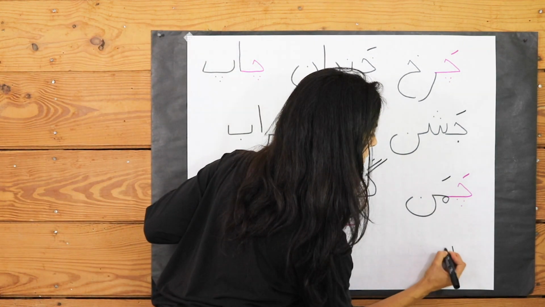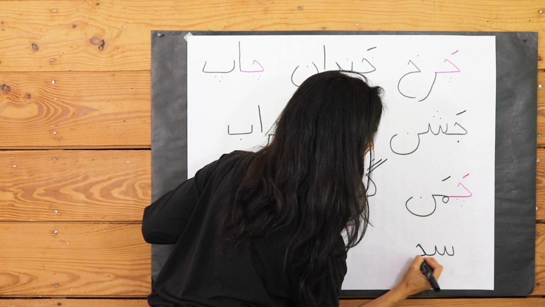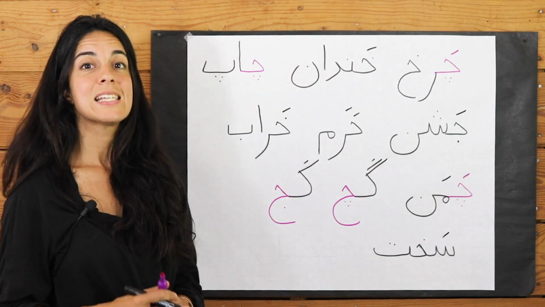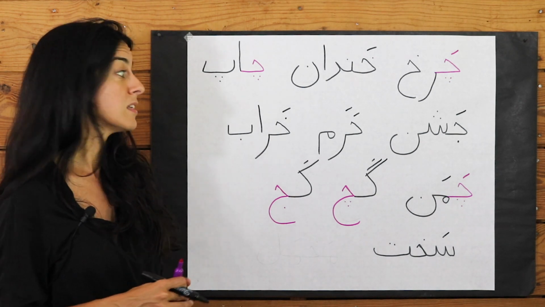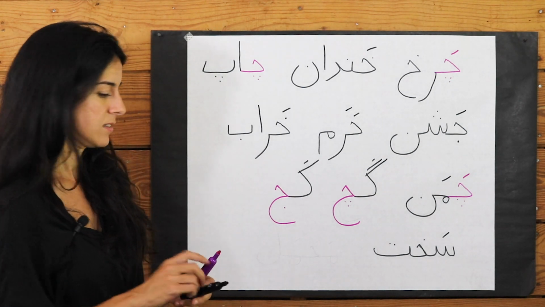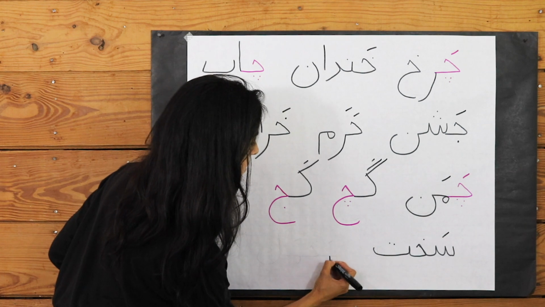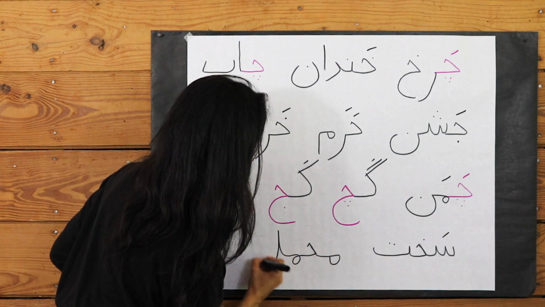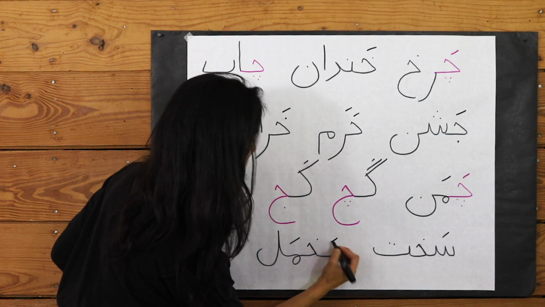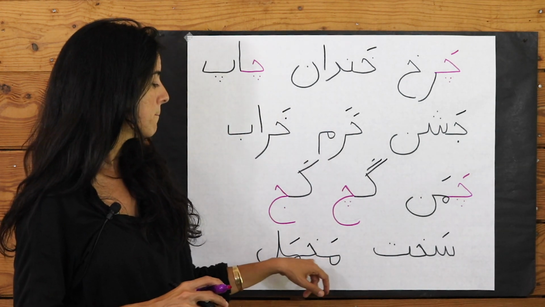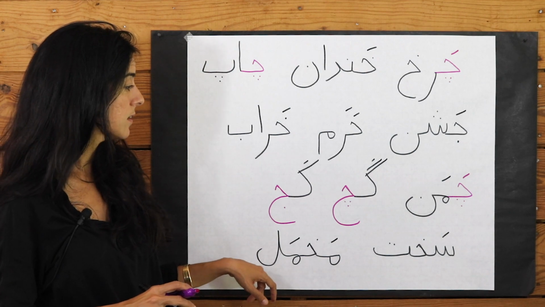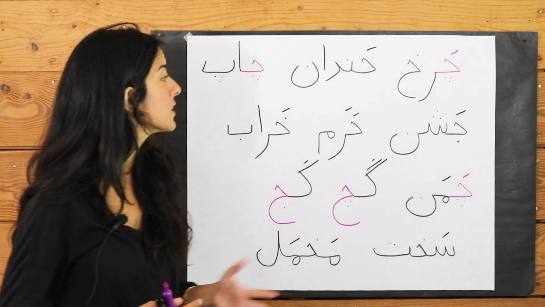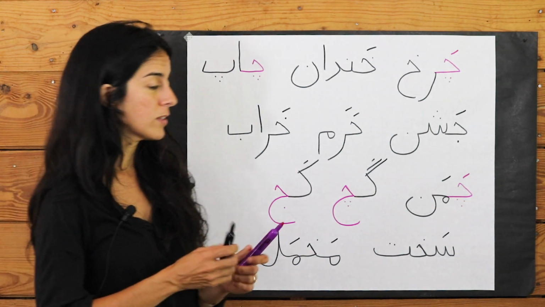And then that's sacht, and sacht means difficult. Sacht. And finally, this is machmal. Machmal, the word for velvet. So very rich material. Okay, so let's go over all these again.